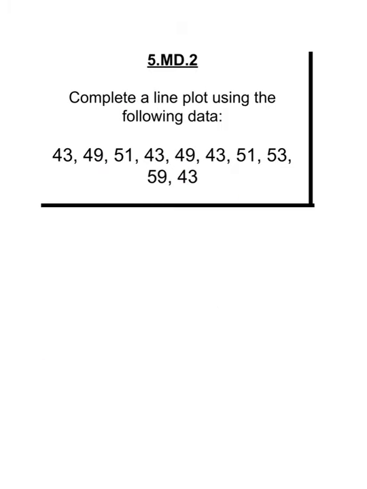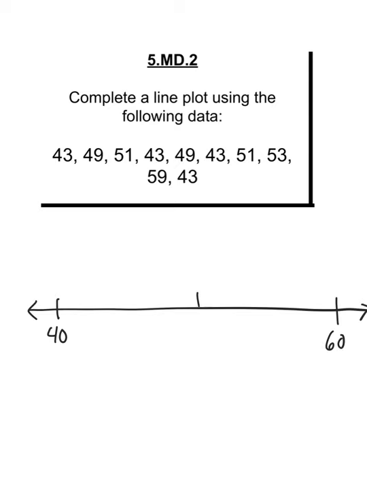Okay guys, home stretch. Here we go with our line plot. I'm going to draw my x-axis, which is the horizontal side-to-side line. And I'm going to put my intervals on here. Let's see here. Looks like my smallest value is 43. So I'm going to start with 40. And then my highest value looks like it's 59. So I'll go up to 60. 50 in the middle. Midpoint.